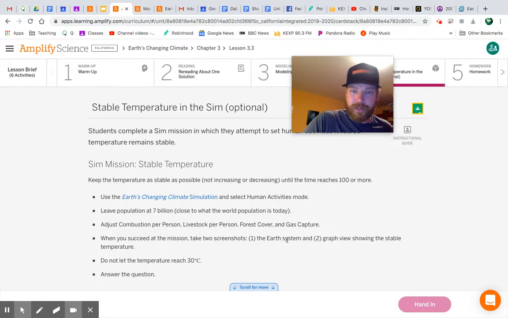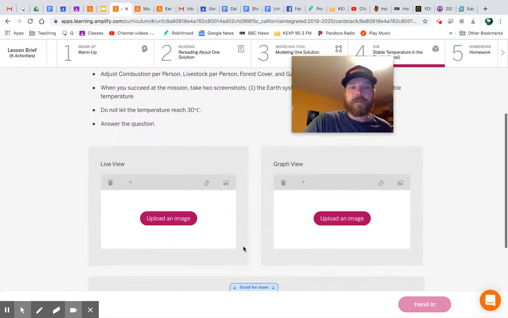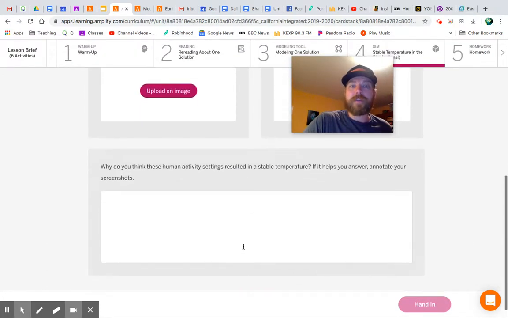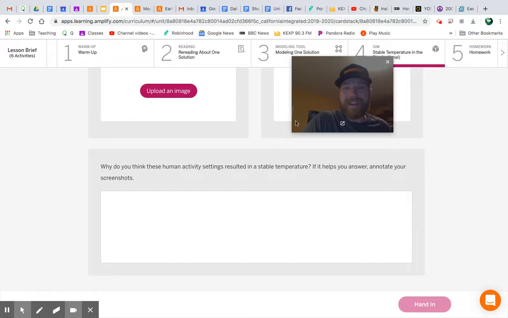Take 2 screenshots. Show the Earth system and then the graph. Don't let the temperature reach 30 degrees, and then answer the question down here. Why do you think these human activities settings resulted in a stable temperature? So explain, like, why did you do what you did? Why did that actually work?